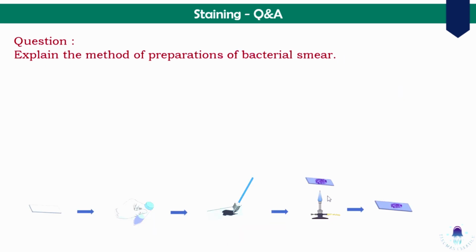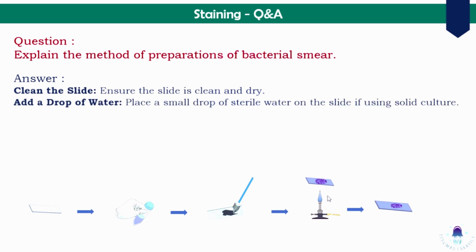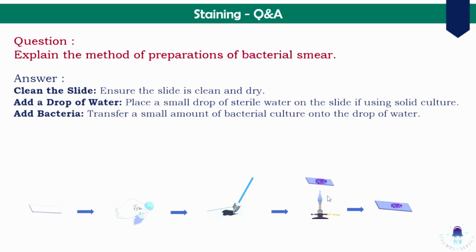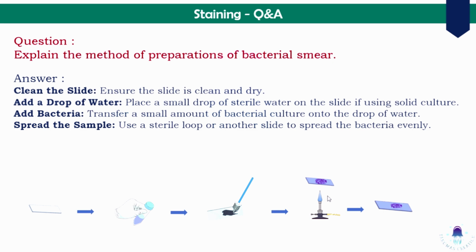Question: Explain the method of preparation of a bacterial smear. Answer: Clean the slide. Ensure the slide is clean and dry. Add a drop of water. Place a small drop of sterile water on the slide if using a solid culture. Add bacteria. Transfer a small amount of bacterial culture onto the drop of water. Spread the sample. Use a sterile loop or another slide to spread the bacteria evenly.